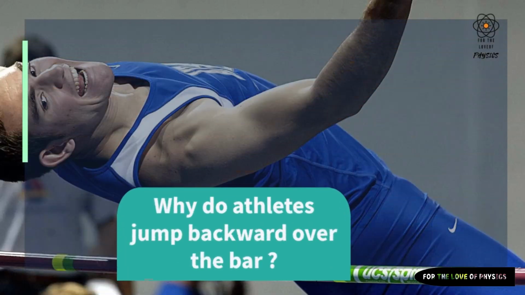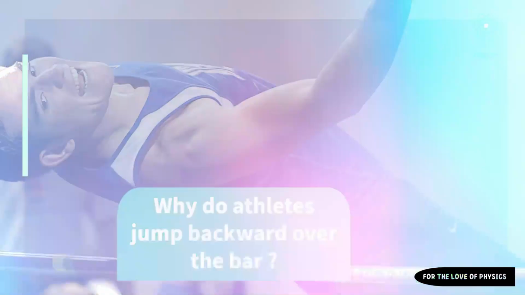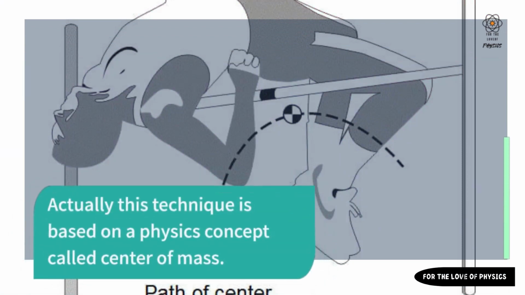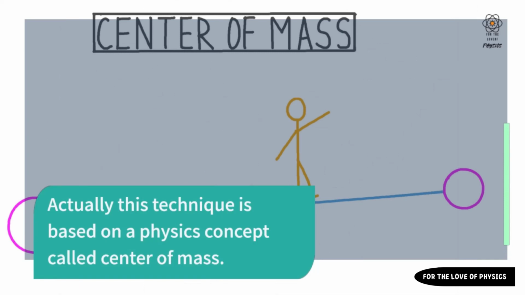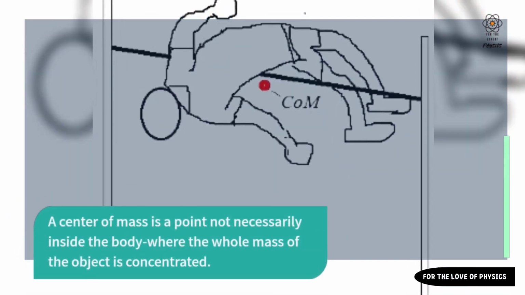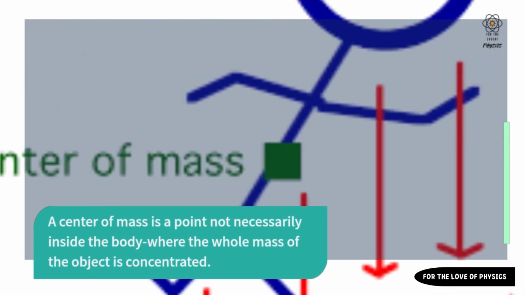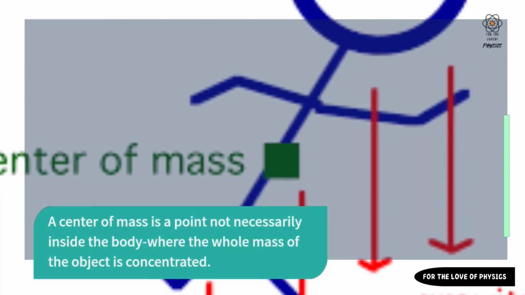Why do athletes jump backward over the bar? Actually, this technique is based on a physics concept called center of mass. A center of mass is a point, not necessarily inside the body, where the whole mass of the object is concentrated.